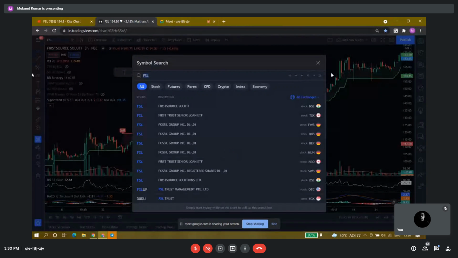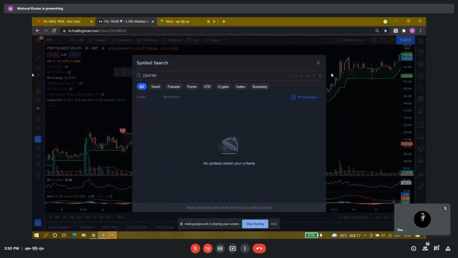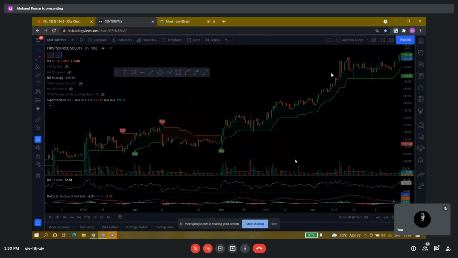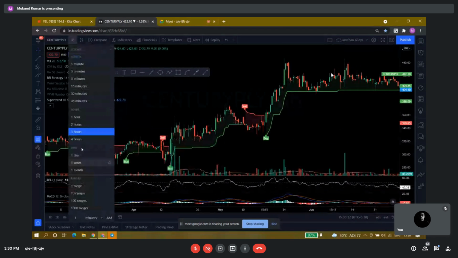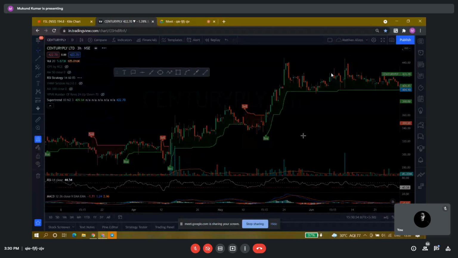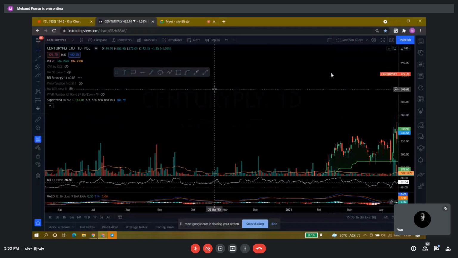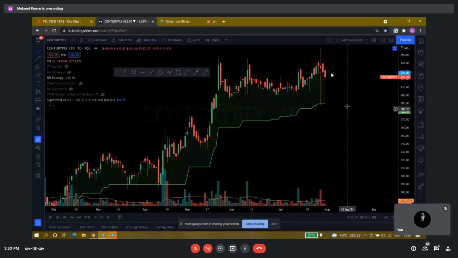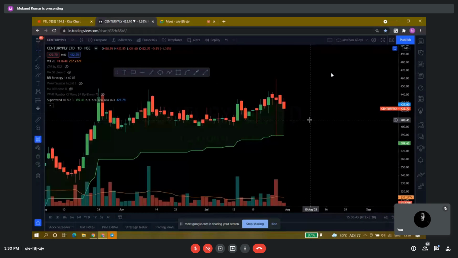Can you please see the chart of the Century Ply? Yeah, I'm just opening that one. Wait. Because I also see the green big candle for buying at super trend on the 3 hour chart for a swing trade, or a positional view. Okay, so this is the chart, right?